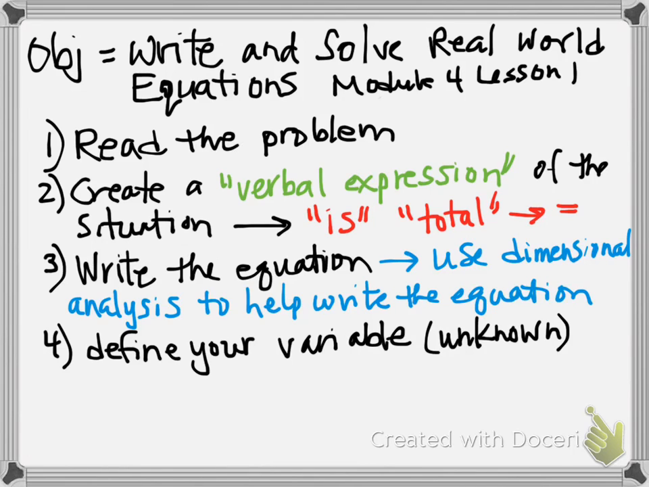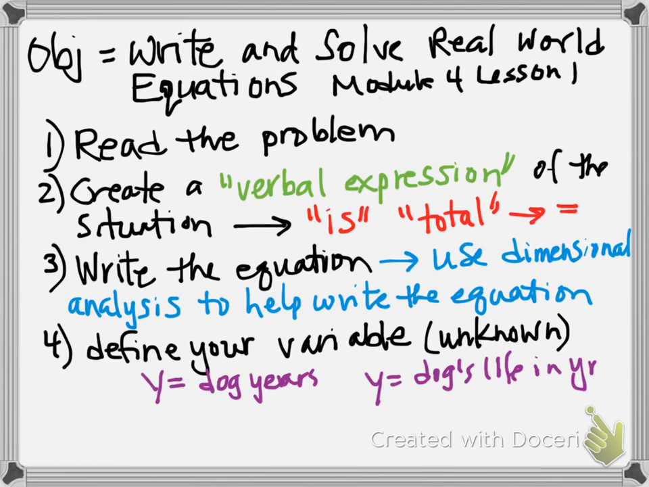So when I define my variable, it looks just like this. You could say dog years, like for that other example. You could say dog's life in years. So you can get more specific, okay? But that's what I mean by define. It's literally, here's my variable, and then equals, and this is what it represents, okay? So it's really important that we put that part in. And then, let's see, what else? Anything else I can think of about writing the equation?